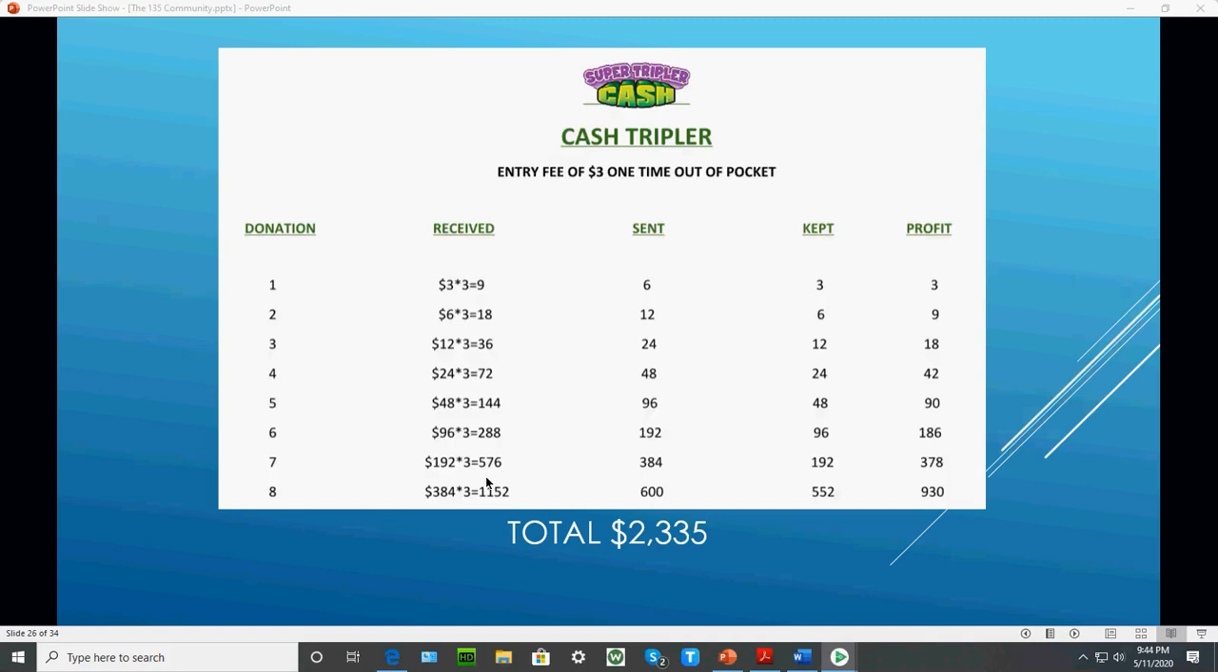So now, the 10th donation day in the $1 process becomes the 8th donation day in the cash tripler. So now in the cash tripler, the 3 people are going to donate to you $384 each. That's $1,152. You're going to take $600 of that, donate it to the person that invited you. You keep $552 for yourself. That's $930 that you've accumulated just in the cash tripler, taking you over $2,335.